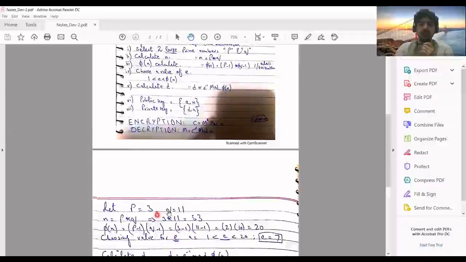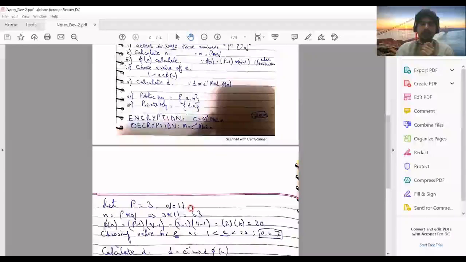So let's suppose we have two prime numbers, P equal to 3 and Q equal to 11. To calculate N, we have P into Q. P was 3 and Q was 11, so 3 into 11 is 33. The third step was to calculate phi of n. Phi of n is equal to P minus 1 into Q minus 1. So 3 minus 1 is 2, and 11 minus 1 is 10. 2 into 10 is 20.